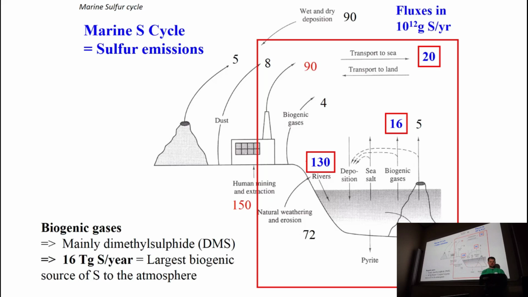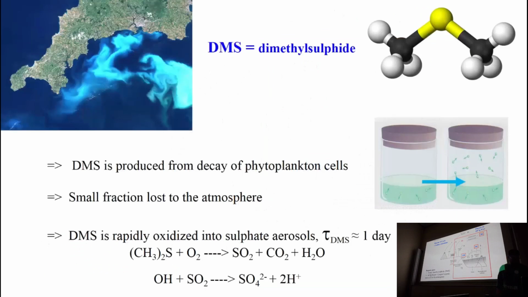If you increase the concentration of a gas in the water, some of that gas will diffuse up into the atmosphere until the ratio of the concentrations is equal to the solubility constant via Henry's law. So there'll be a flux out of the ocean that way. This is dimethyl sulfide, produced by decay of plankton.